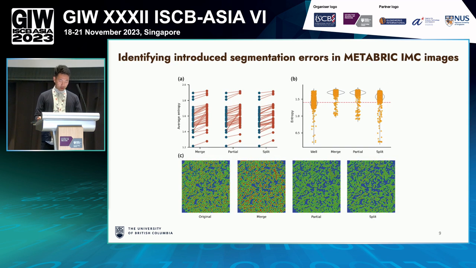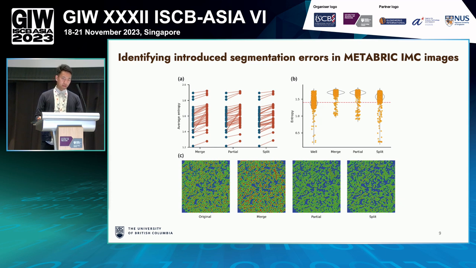Next, beginning with this slide, I would like to highlight some of the results of the paper. We first show ESQmodel's utility on 36 IMC images from the METABRIC breast cancer cohort. Each patient's image was manually segmented using Elastic 4 times to simulate 1 well, and then 3 erroneous poor segmentations that have merge, partial, and split, as we can see in A.